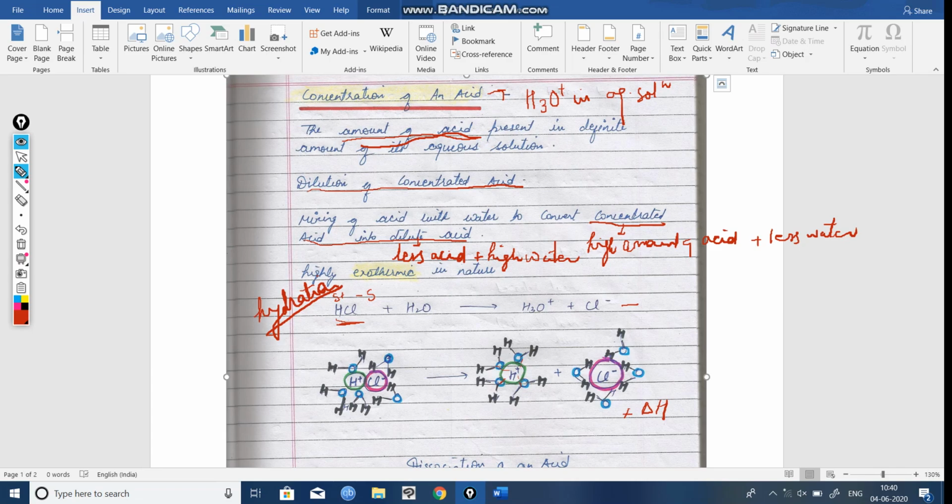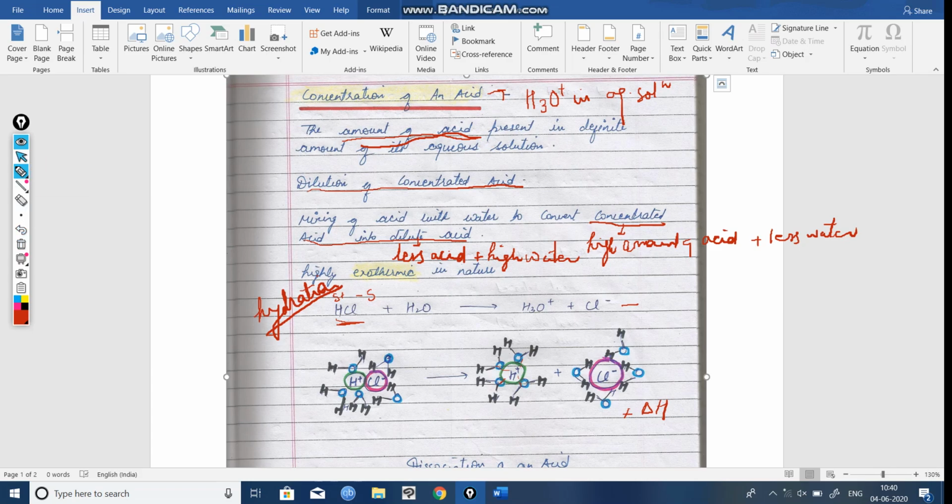Is it clear why hydration is exothermic in nature? Because H ions are strongly attracted towards water molecules, and the force of attraction between the ions and water is responsible for releasing energy. Hence hydration is exothermic in nature.